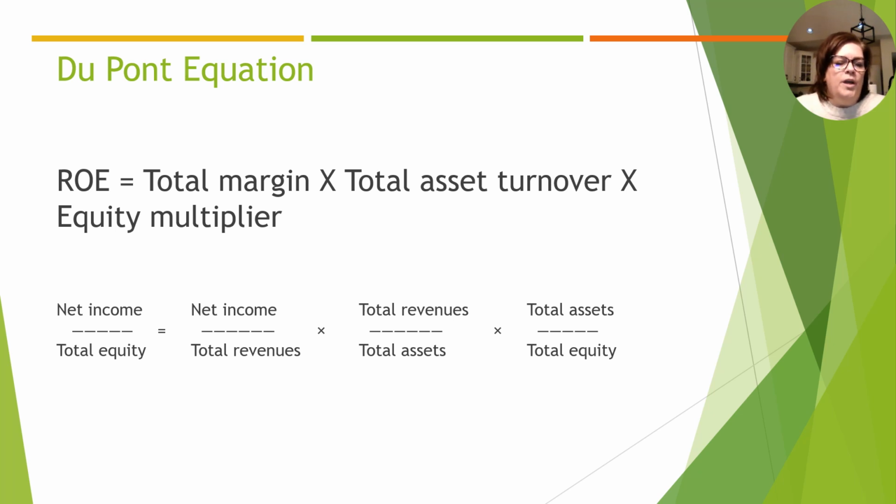So the DuPont equation is listed out here. Your return on equity is your total margin times your total asset turnover times your equity multiplier. And it's broken down here on the lower portion. So you'll see that the net income divided by the total equity is on the left side of the equal sign. When you look at the equation broken out, total revenues and total assets are both in the numerator and the denominator, so they're essentially canceling themselves out. And that's how you get net income over total equity.